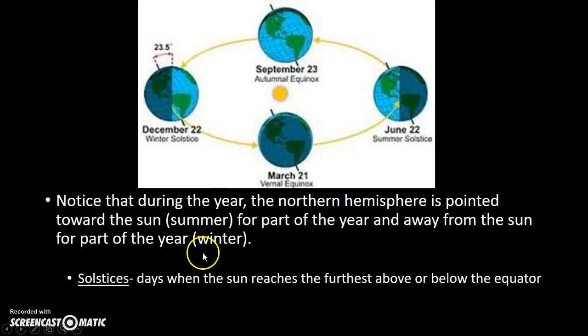So I just said this. Notice that during the year, the northern hemisphere is pointed toward the sun here for part of the year and away from the sun for part of the year. And those are called our solstices. So those are the days when the sun reaches the furthest above or below the equator.